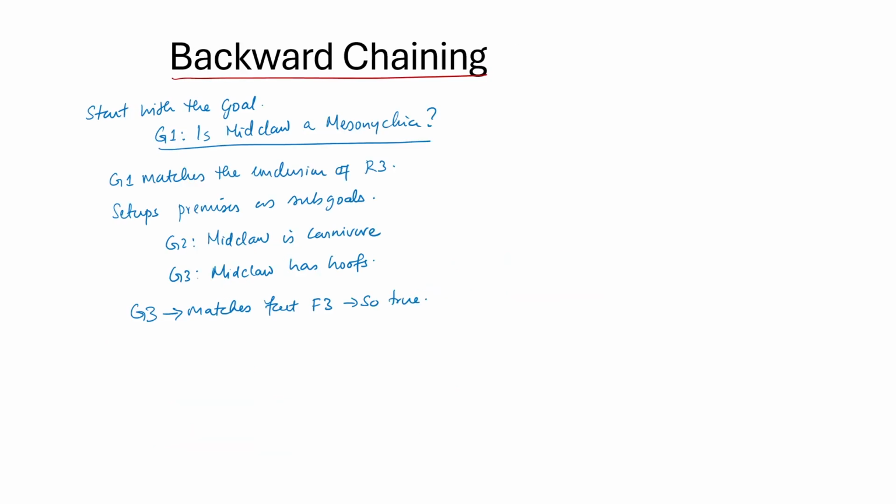And then G2 matches the conclusion of R2. So, true, etc. You can see that we start with the goal. In forward chaining, we started from the rules and moved forward, applying them to each fact. In backward chaining, we started with the goal and moved backwards to find the rules which actually match.